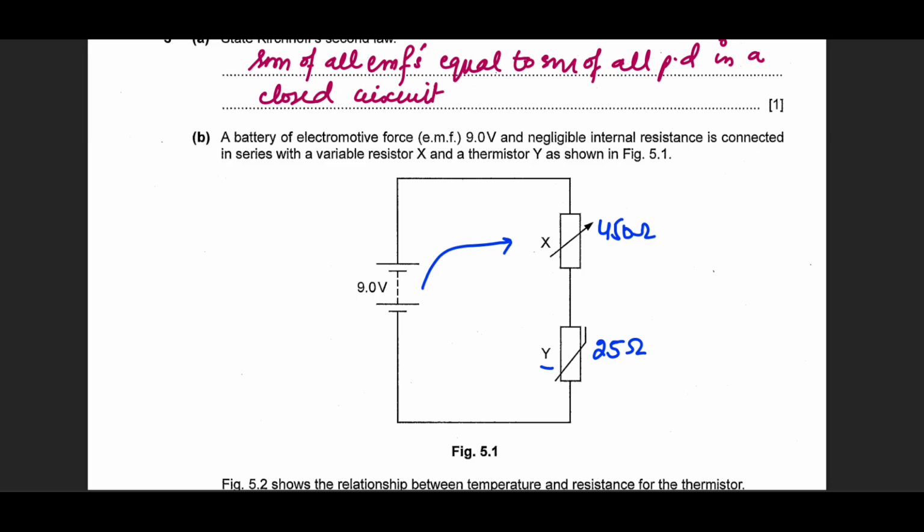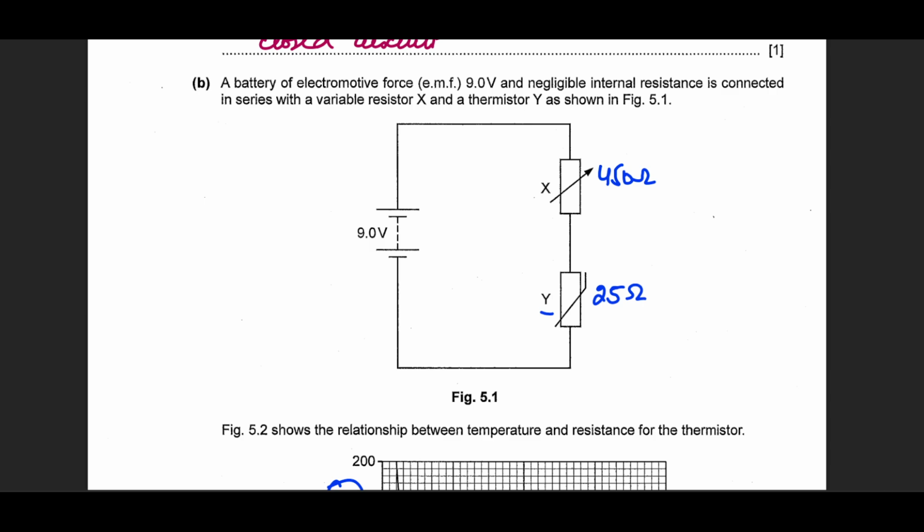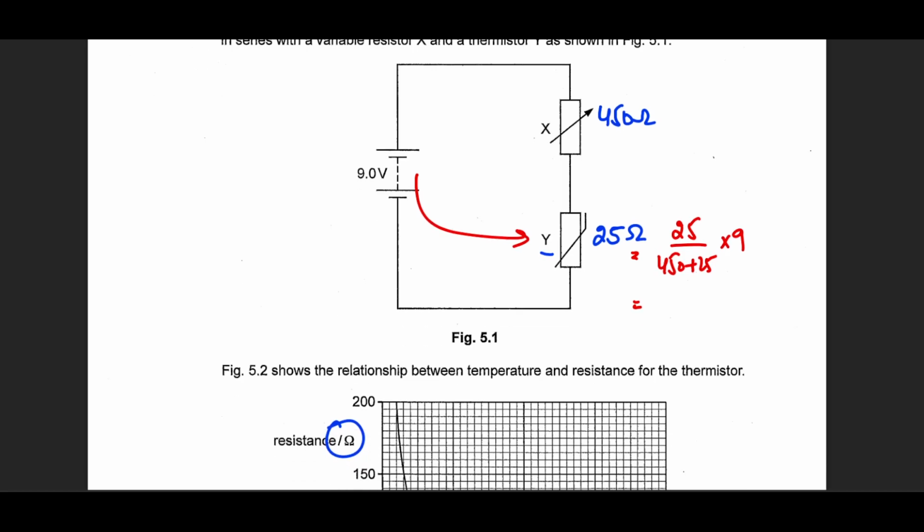Now he's asking what is the new voltage across this component. So we can use the potential divider rule. That would be the resistance of which we want to find the voltage of, 25, divided by the whole circuit, 450 plus 25, multiplied by the 9 volts that we are sharing among them. So once you've done that, your answer comes out as 0.473, which is 473 volts.